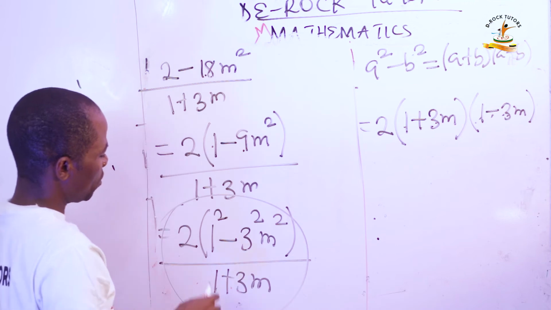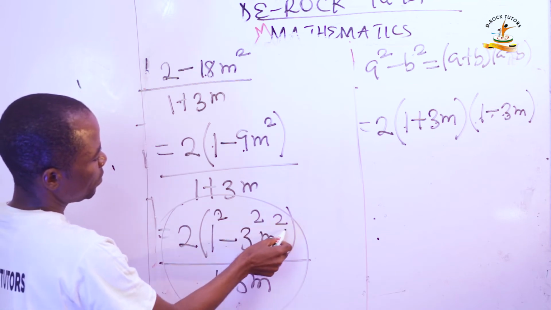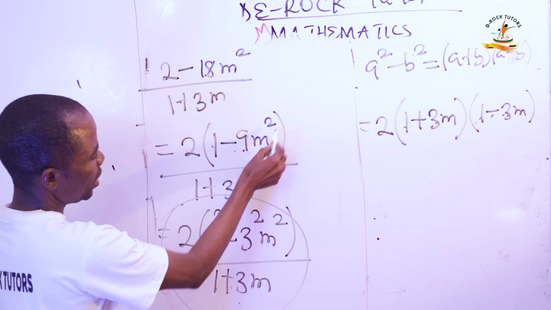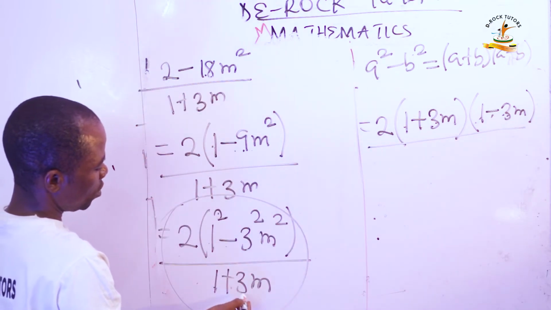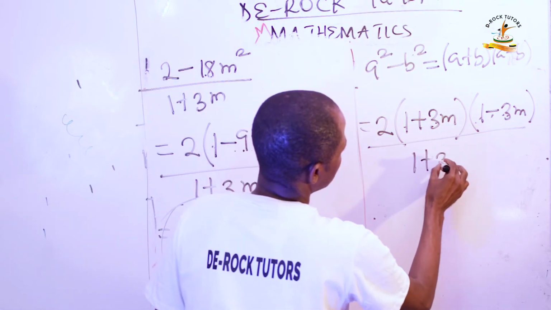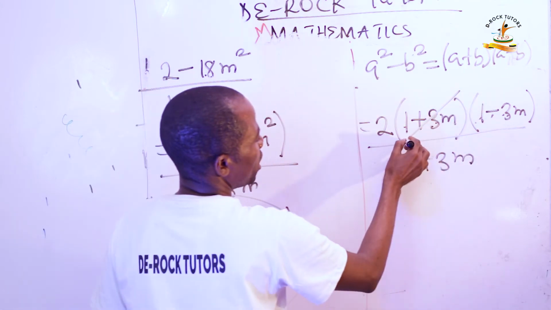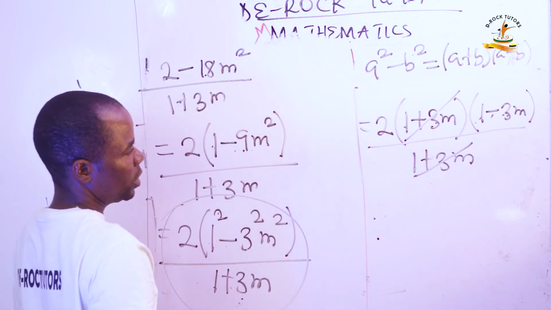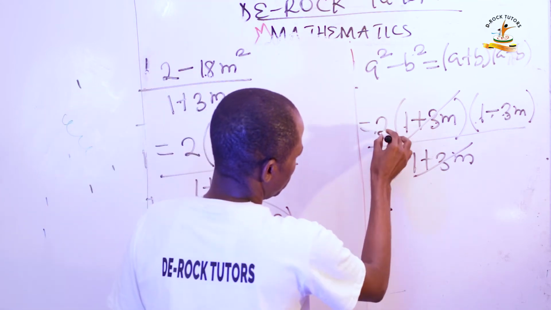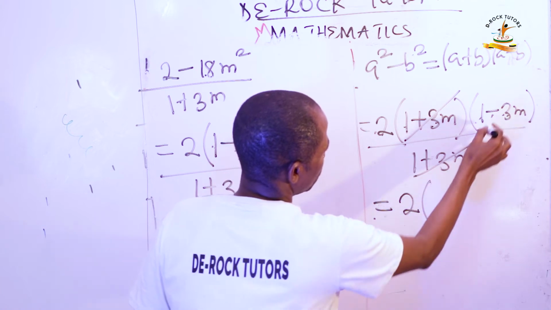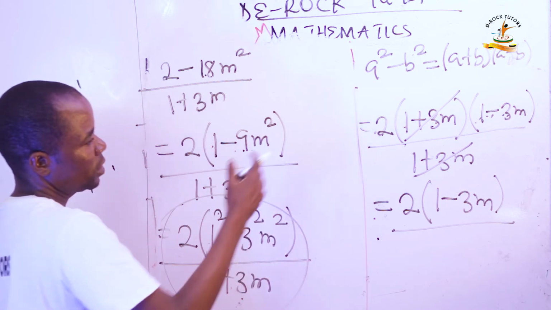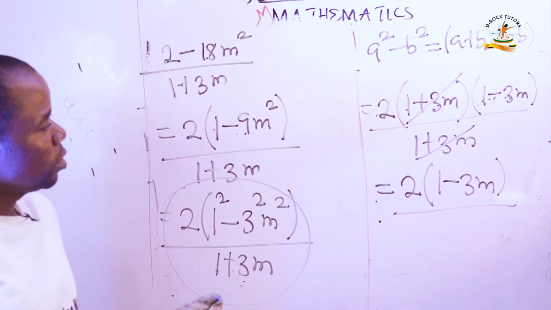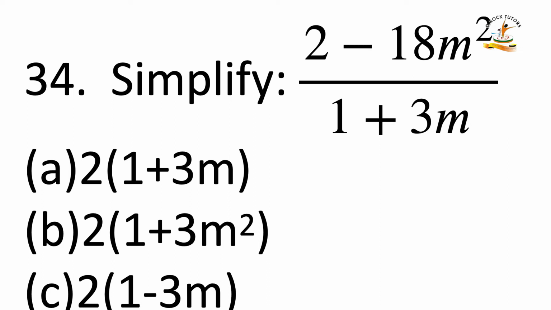So we've broken down 1 squared minus 3 squared m squared, which is equivalent to 1 minus 9m squared, into this. Then everything is divided by, don't forget, 1 plus 3m. The 1 plus 3m here cancels the 1 plus 3m there. The only thing remaining is 2 into 1 minus 3m. That is the answer, and if you look at the options, that's option C. 2 into 1 minus 3m. Option C is the correct answer.